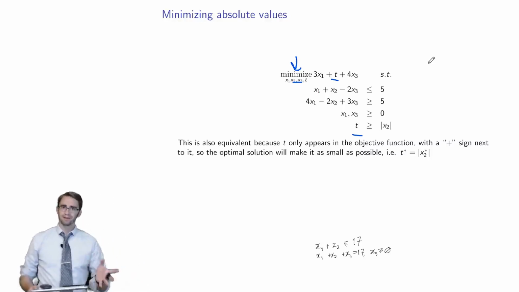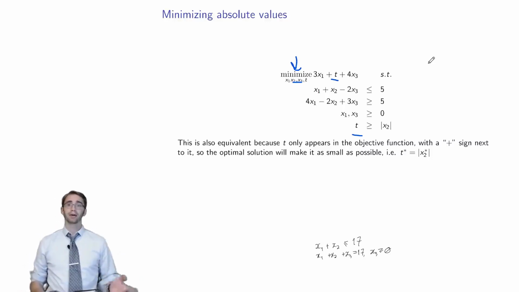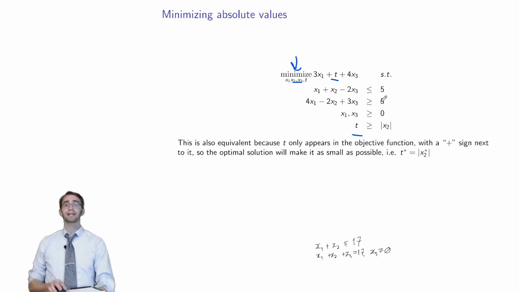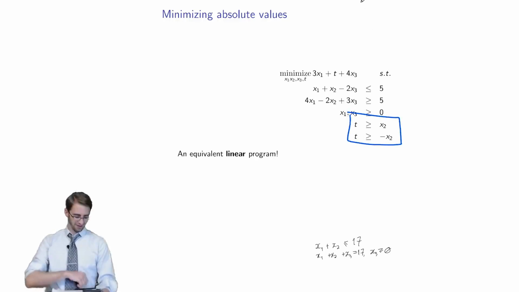You've still got an absolute value sign there. How do you get rid of this thing and solve it as a linear program? Well, if I say t is greater than or equal to the absolute value of x2, that is the same thing as me saying that t is greater than or equal to x2 and t is greater than or equal to minus x2. All right, we could draw a picture to verify that, and I think I'll do that now.